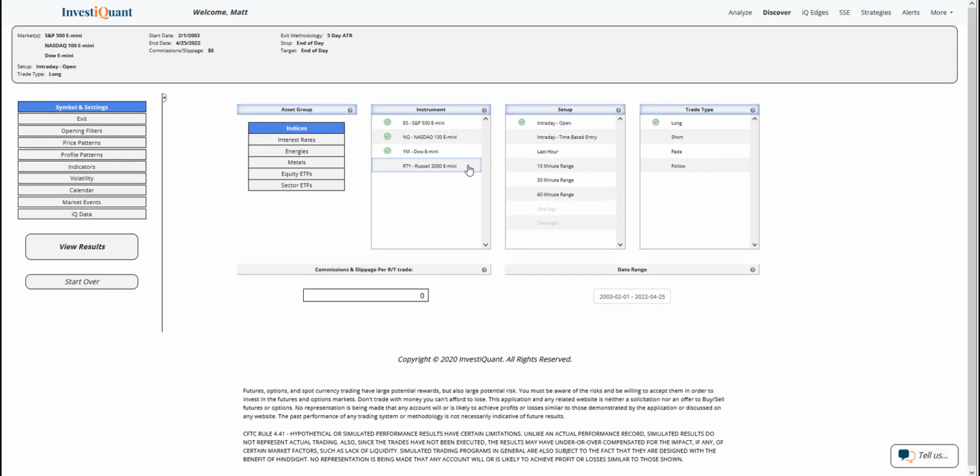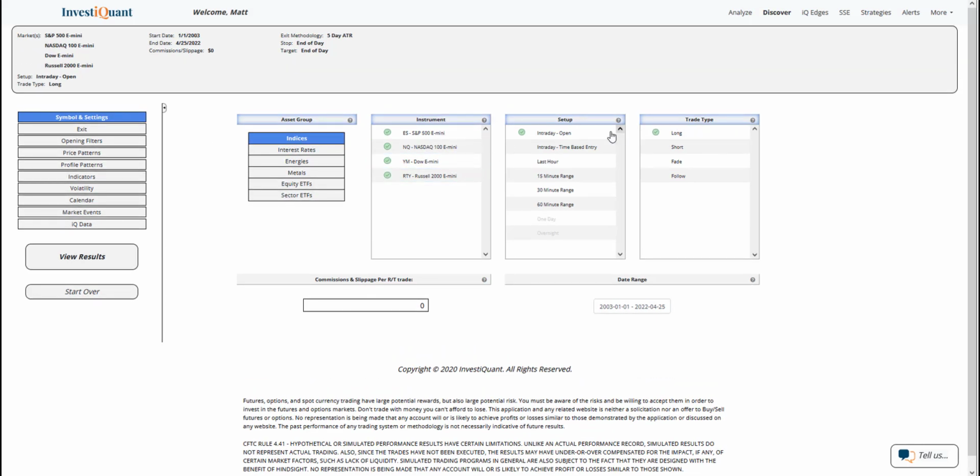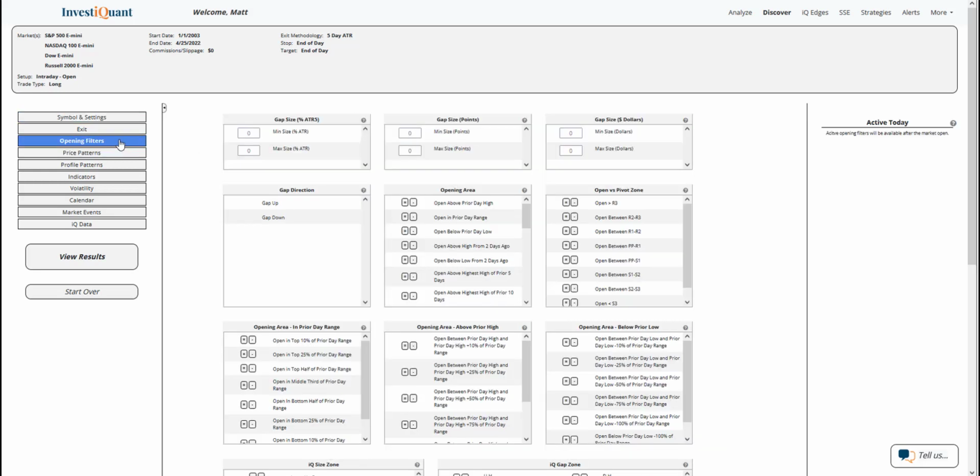I'm going to grab all four instruments. The setup will be based upon entering the market long at 9:30 a.m. Eastern Time, exiting at 4:15 p.m. Eastern Time. Now, currently, the market's trading lower. So I'm going to go to the opening filters library. I'm going to go to the gap direction here, and I'm going to click on gap down.